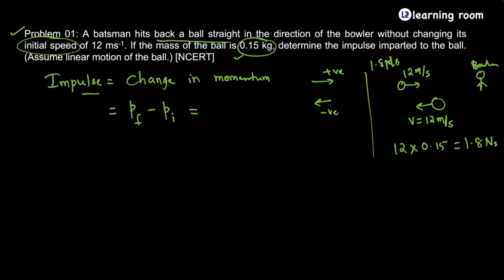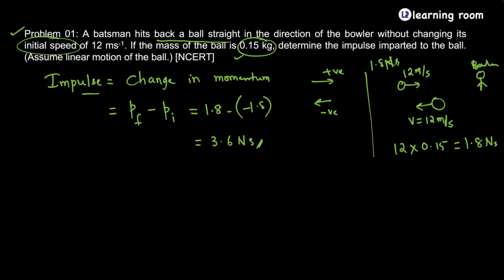What is the final momentum value? It is 1.8 minus 1.8. Did you understand why this minus came? It is because of the direction, and this minus is because of the formula. So what is it going to be? It is going to give you the answer as 3.6 Newton second. This should be the answer.